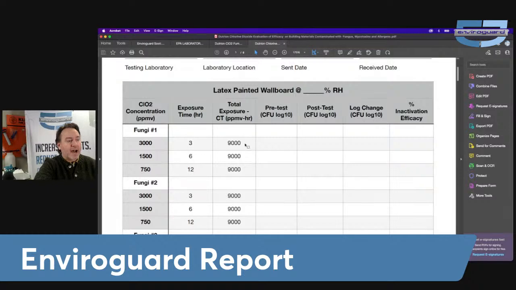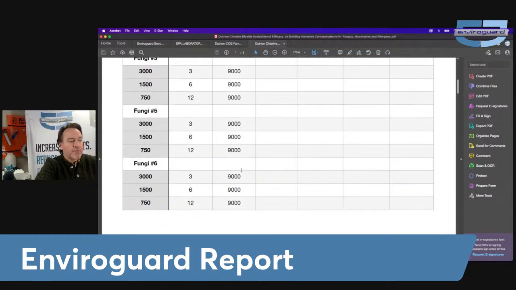And what we're going to do is test for a period of 3 hours, 6 hours, and 12 hours for a total of 9,000 parts per million count over that period of time in each of these areas. So you've got 3,000 parts per million delivered at 3 hours, 1,500 delivered at 6 hours, and 750 delivered at 12 hours. And then we've made room for 6 different fungi species. If it goes beyond that, great. We'll build this out together.